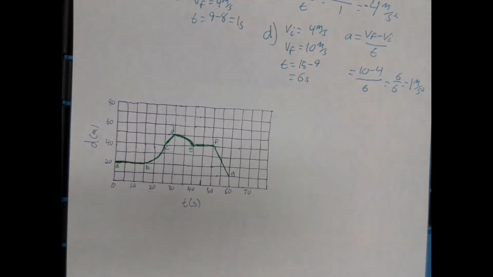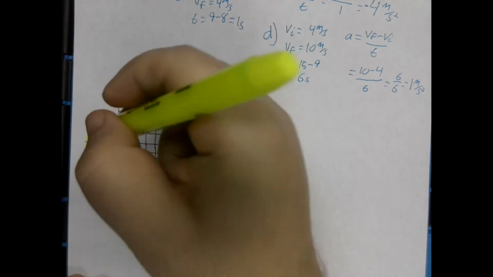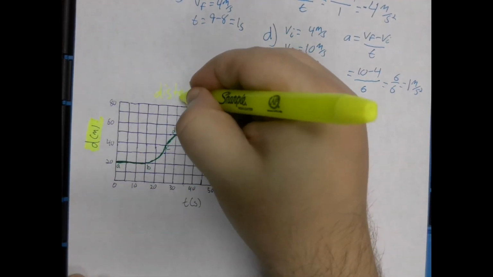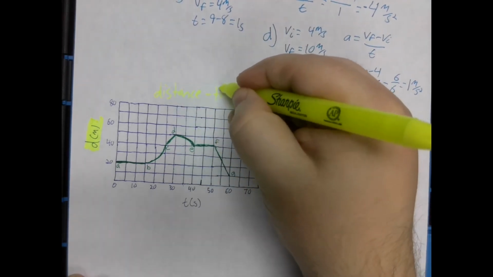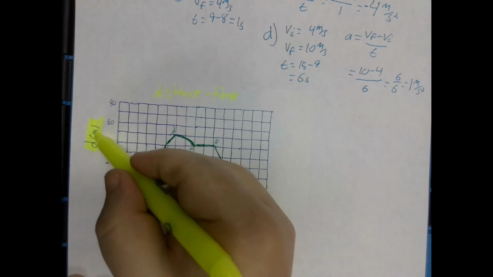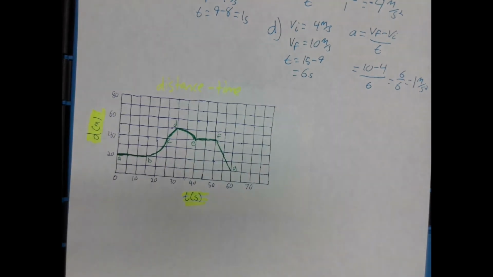So let's look at this next portion. Remember, the very first step you should be doing is checking what graph this is. This says D here, so this is a distance time graph. This is a distance time graph, where distance is in meters and time is in seconds.